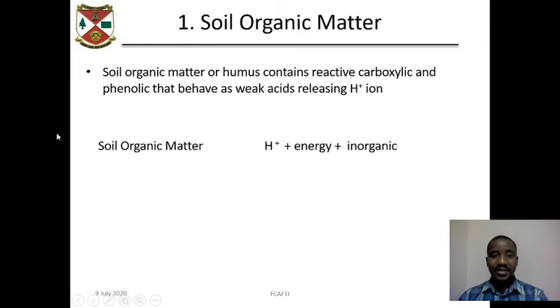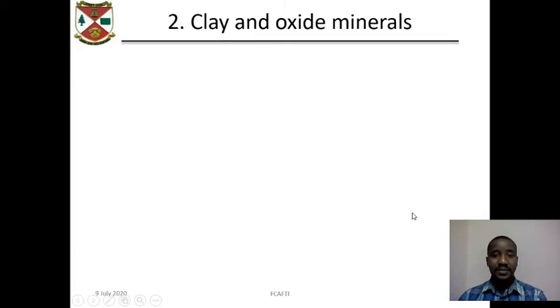This is the chemical reaction when soil organic matter or humus reacts in the presence of water to produce hydrogen ion. We know from our previous lectures that the hydrogen ion causes acidity, and this soil organic matter will react to produce this hydrogen ion plus energy and plus inorganic compounds. The second is clay and oxide minerals.